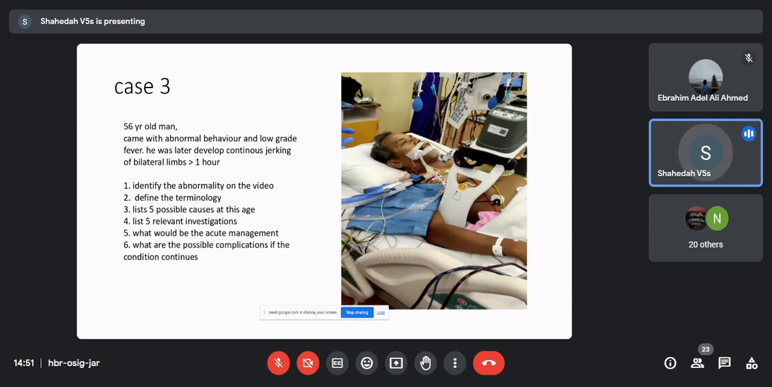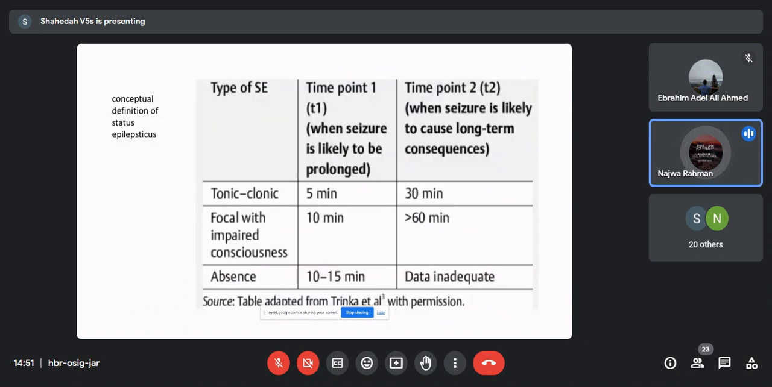So, what is the acute management? Let's say this is status epilepticus. How do you manage the patient? We follow the ABC. First we protect the airway, and then we ensure breathing and circulation. So make sure the patient has two large bore cannulas and give oxygen supplementation. And for acute epileptic treatment, we give IV lorazepam.